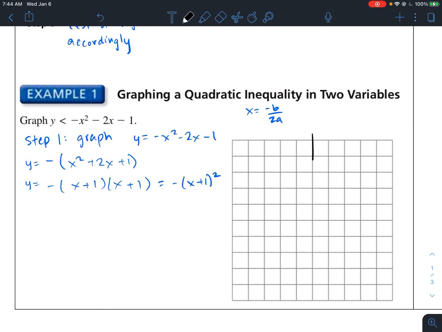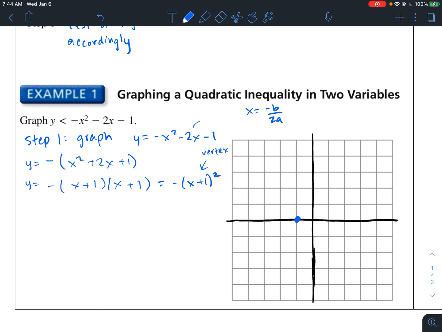Now if I'm going to graph this, here is my y-axis, here is my x-axis. Because it's a duplicate, x plus 1, x plus 1, that means my vertex is located right here. And so now this right here is in vertex form.